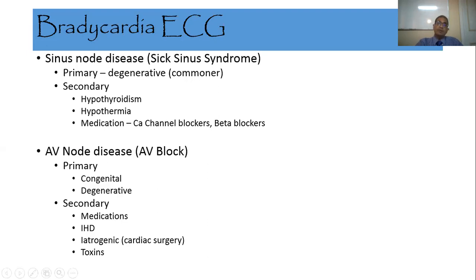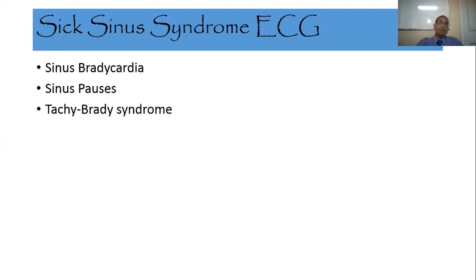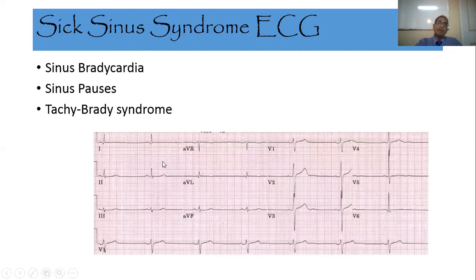Okay, that's right. If you look at how this would present on the ECG, remember that these are actually ECG diagnoses. You diagnose these different conditions by looking at the ECGs of the patient. So if you look at sinus node dysfunction, they can present with sinus bradycardia, sinus pauses, and tachybrady syndrome. What do they look like? So sinus bradycardia looks like this.